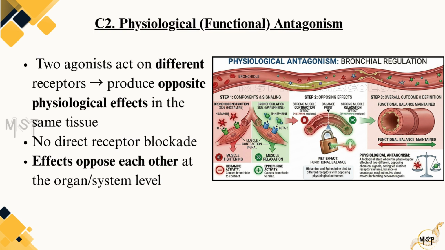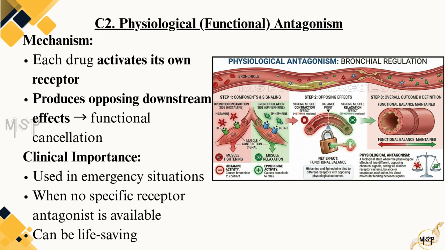Next is physiological or functional antagonism. Here, two agonists act on different receptors to produce opposite physiological effects in the same tissue. Neither drug blocks the other's receptor. Instead, they produce opposing downstream effects that cancel each other out at the level of the organ or system. Why it matters clinically. Physiological antagonism is the basis of many emergency treatments. When a receptor-specific antidote is unavailable, a drug that produces the opposite physiological effect can be life-saving.